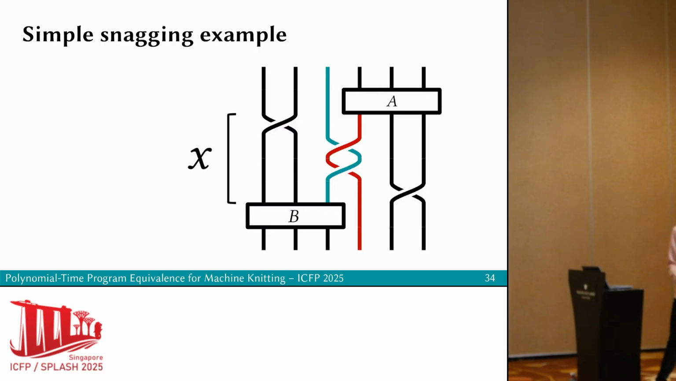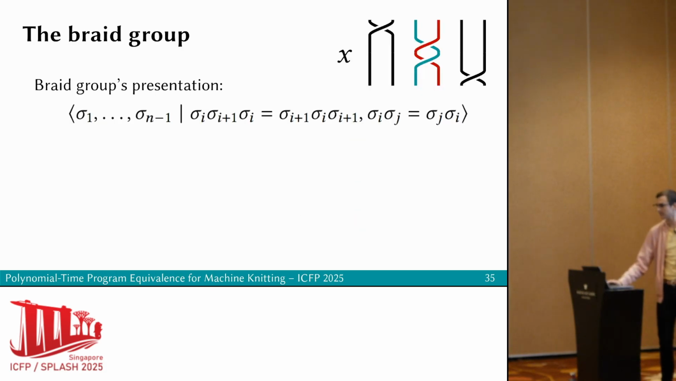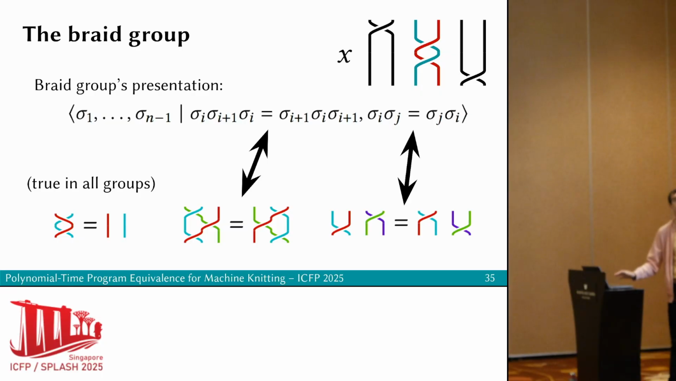We're interested in this middle chunk of yarns called X, and then whether it contains any crossings that will end up making A and B not be able to cross places. So objects like X are quite well studied. X is called a braid within the braid group, whose presentation is on screen. In fact, these three rewrite rules of our diagrams are exactly the braid group's presentation.